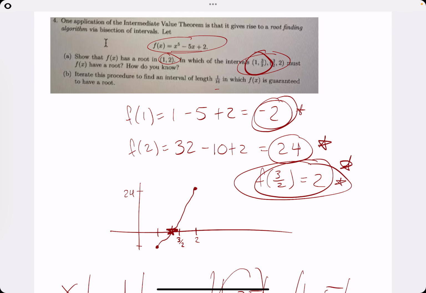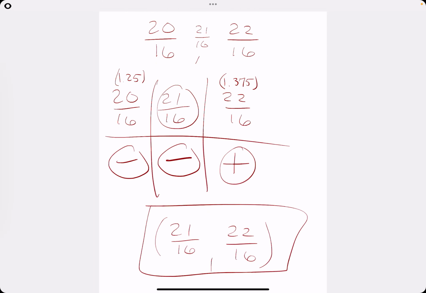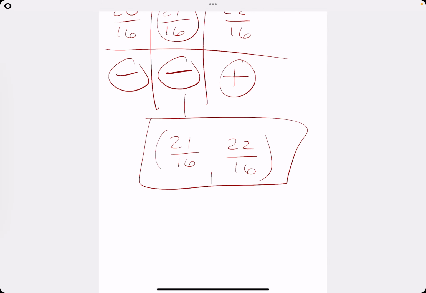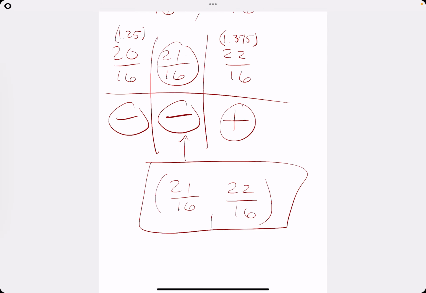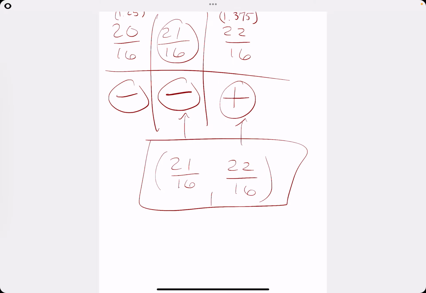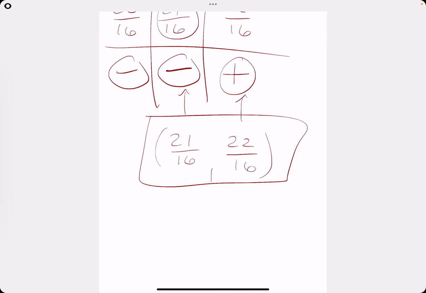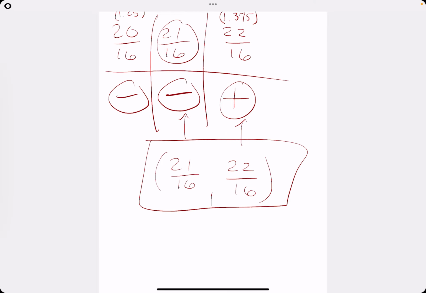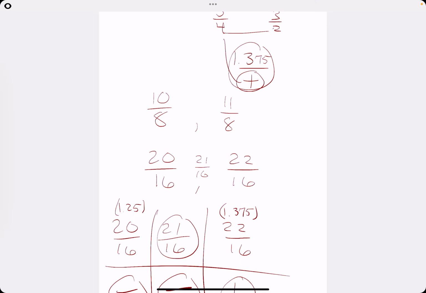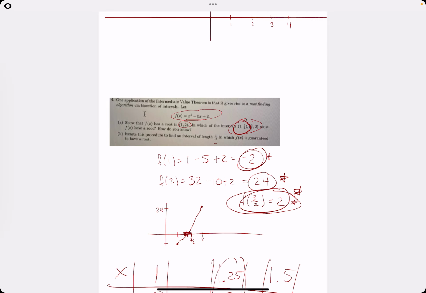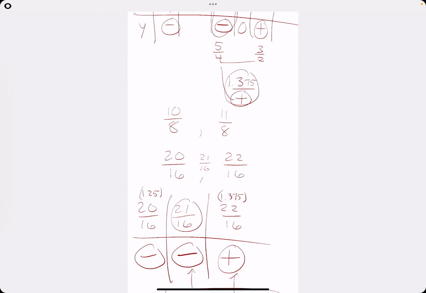And that is the interval of length 1/16 in which f is guaranteed to have a root. Once again, because f at 21/16 is negative, and f at 22/16 is positive. So since f is continuous between these two x values, that's how we know f has a root between these two x values. As long as I did my calculations correct, that's the idea.